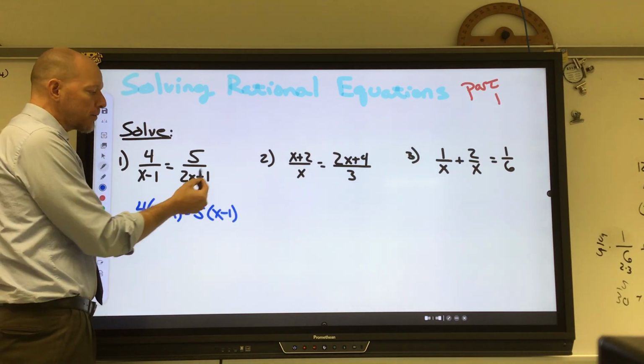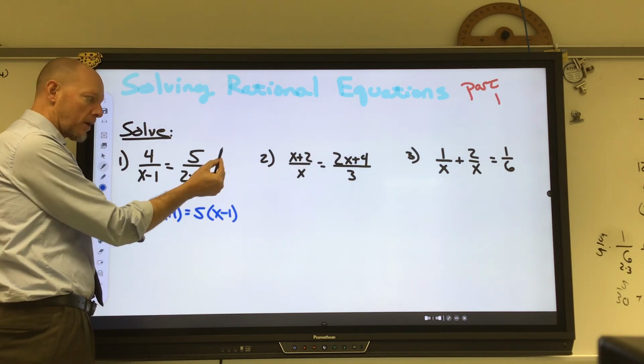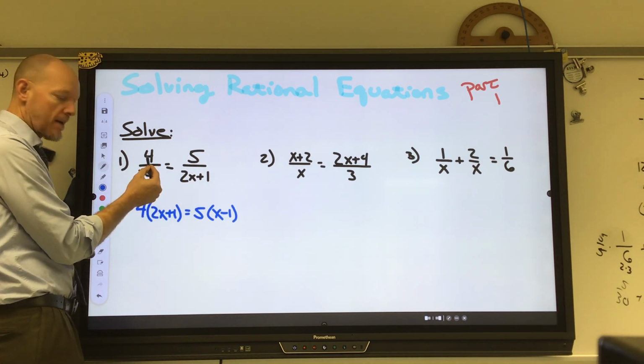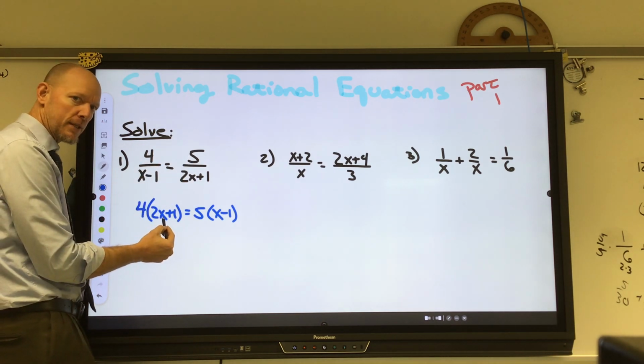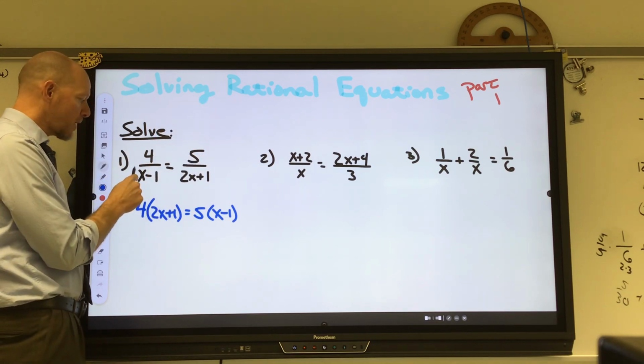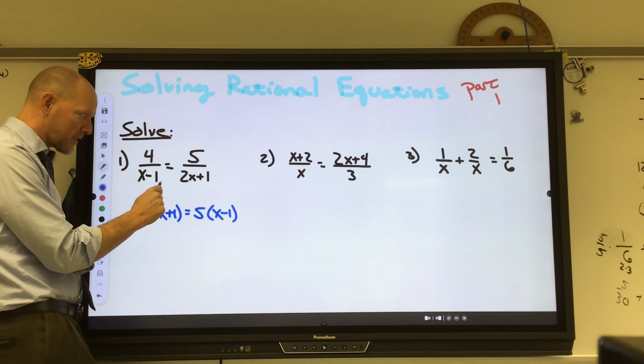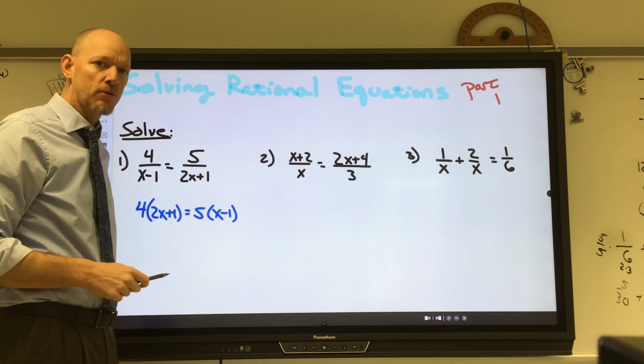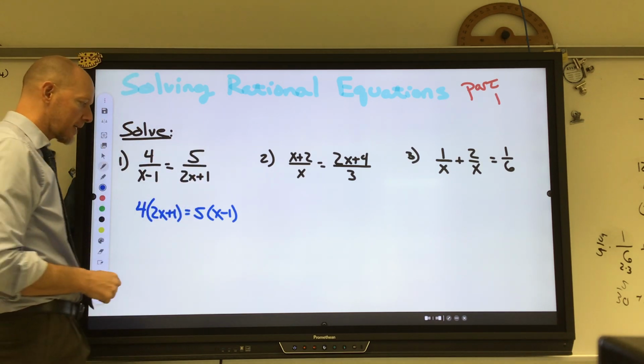If we multiply both sides by 2x plus 1, they reduce on this side, and that's why I'm just left with a 5. And that's why I have 4 times 2x plus 1 here. Flip the script: when I multiply both sides by x minus 1, they reduce here, and that's why I just multiply by the 5. That's what permits us to do the cross multiplication.